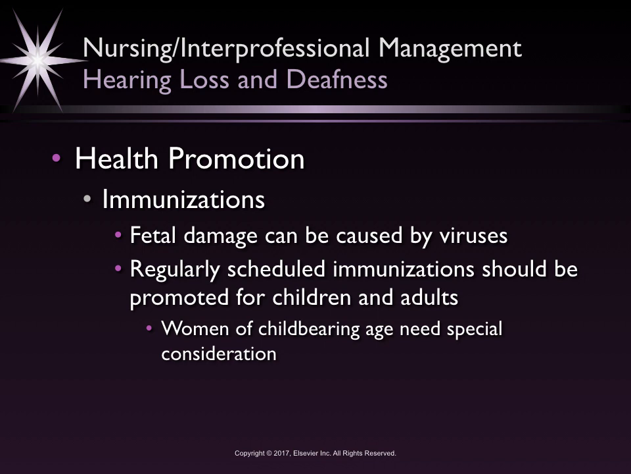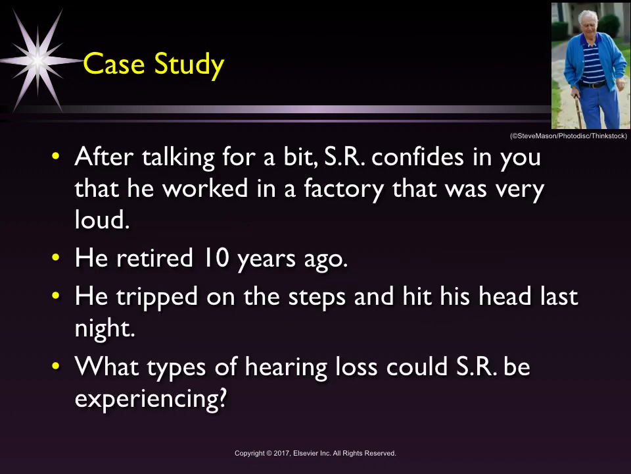Women of childbearing age should be tested for antibodies to these viral diseases. Women should avoid pregnancy for at least 3 months after being immunized, and immunizations must be delayed if a woman is pregnant because it can cause this same sensorineural deafness. And women who are susceptible to rubella can be vaccinated safely during the postpartum period.